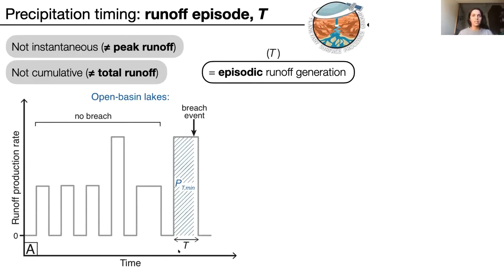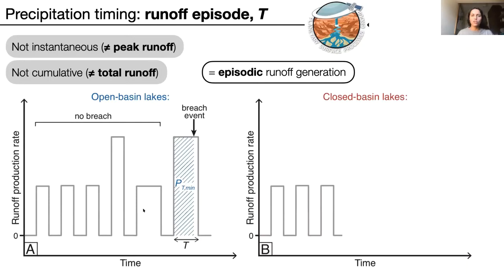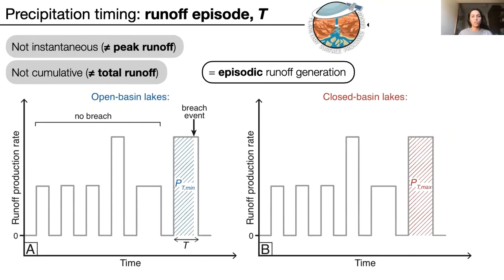Note that these values don't provide any information on other events, just on this threshold event. For closed basin lakes, the idea is similar. You have this oscillating climate, but there is never an event long or intense enough to breach the lake. And so this gives us information about the maximum amount of precipitation that could have occurred for this lake, again over the same time period of T.